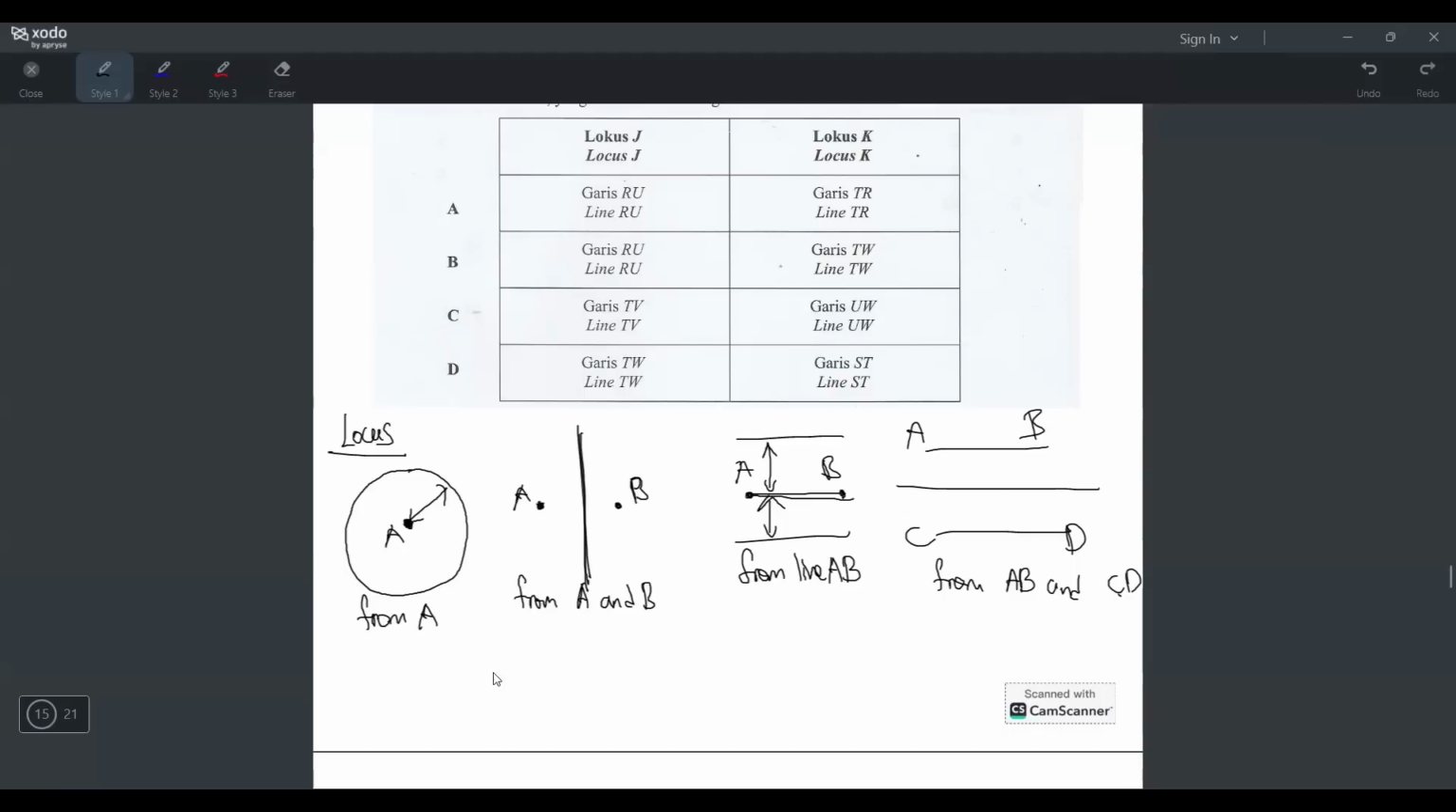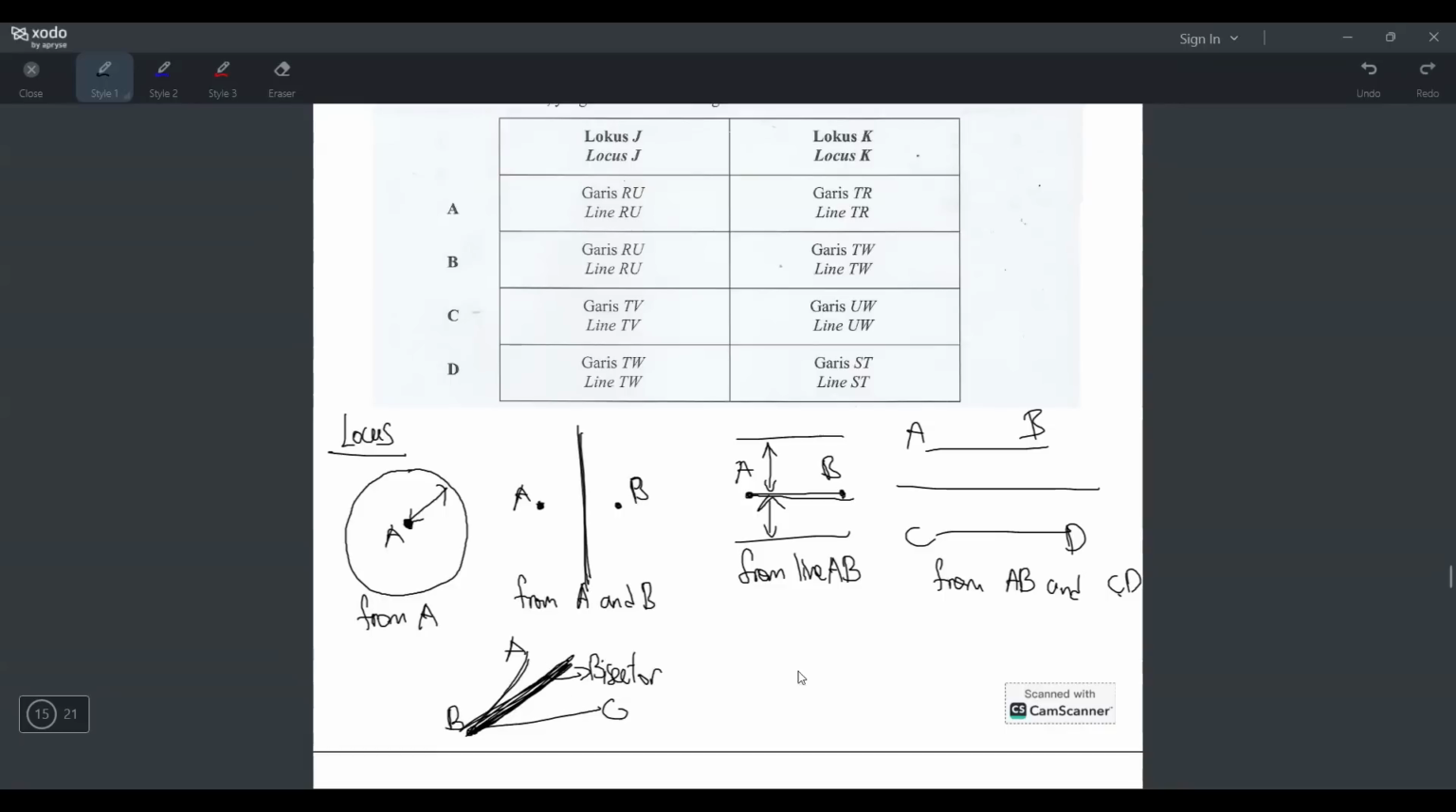Okay, ada lagi. Another one is like this. When they give you an angle like this, right? And let's call this ABC, right? So when they give you an angle like this, what you have to do is draw a line that cuts in the middle like this. This will be the locus, right? And this line we call it bisector. Okay, bisector. So the line will cut in the middle. If the angle is like this, just cut in the middle.